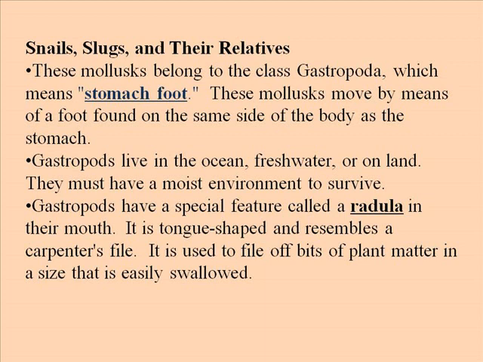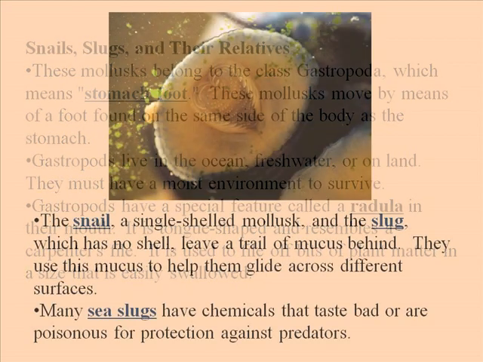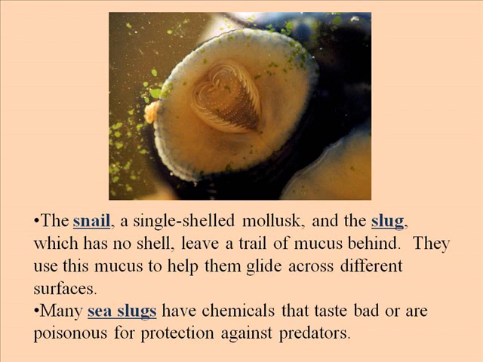Gastropods are actually going to have a special feature in their mouth called a radula, and it's going to be a tongue-shaped organ, and it looks like a file, like you would scrape down to help sand something down. And what they do is they eat plant material, so this radula is used to file off or scrape off bits of plant matter so that they'll be an easier size so they can be swallowed down. The picture at the top here is a picture of a snail's mouth, and you can see the rough part inside, that is the radula.